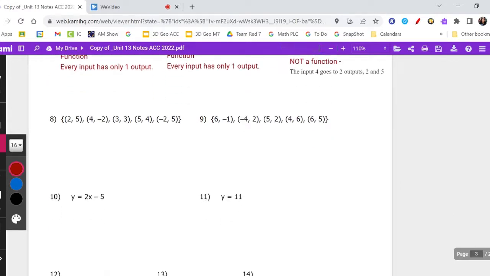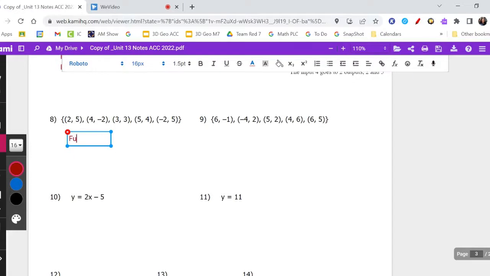Okay, now let's look at some ordered pairs, and we're going to determine if they are functions or not. So 2 goes to 5, 4 goes to negative 2, 3 goes to 3, 5 goes to 4, negative 2 goes to 5. Is this a function? Yes, because all inputs have only one output.